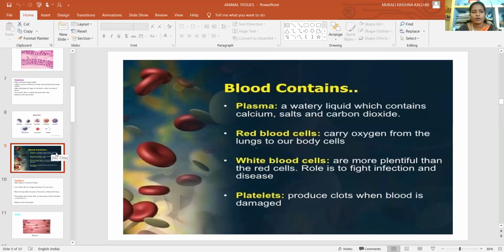And we know red blood cells. Red blood cells are also called erythrocytes. They carry oxygen from the lungs to our body cells.